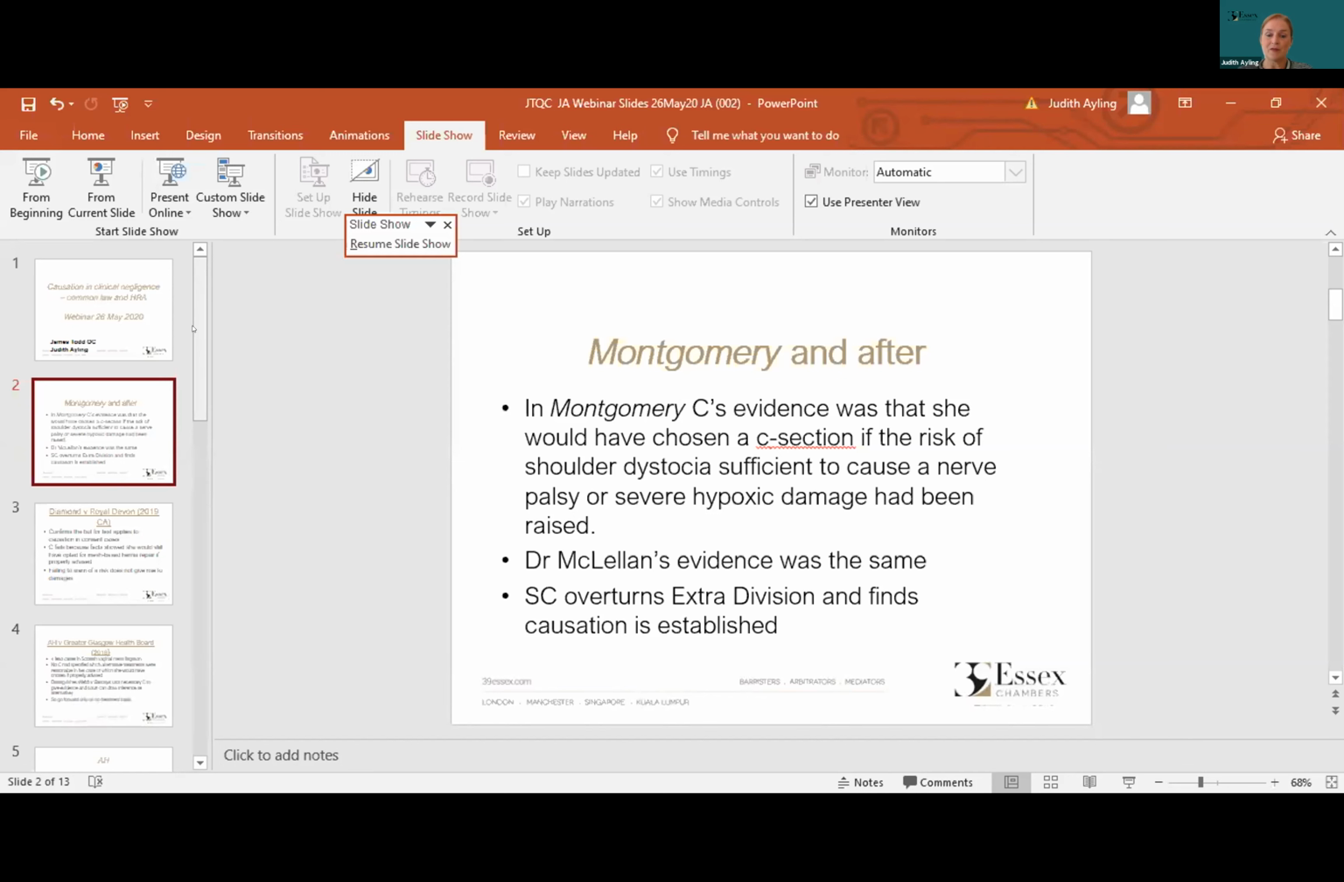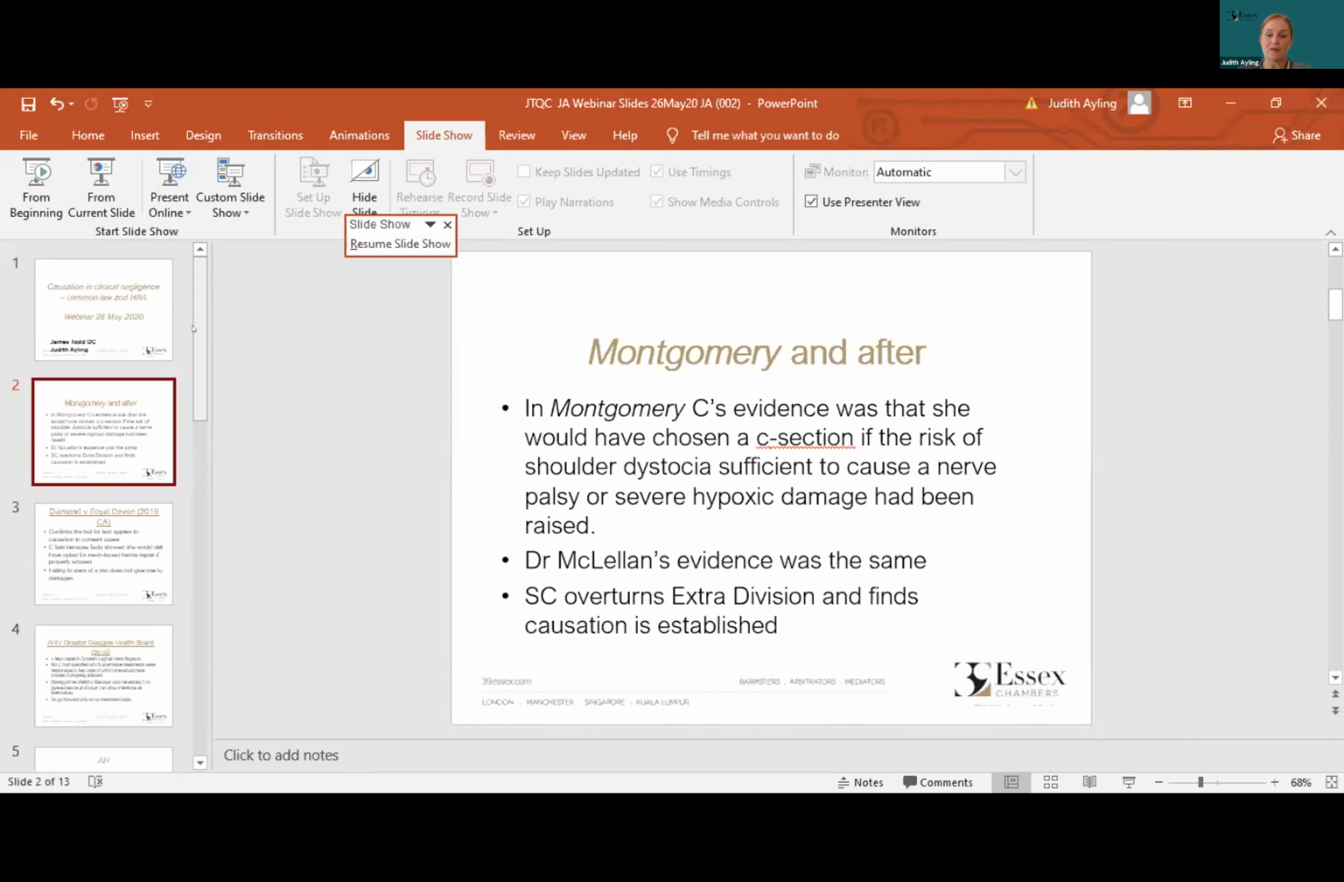It wasn't a small risk of shoulder dystocia. It was about 9 to 10%. And Dr. McClellan's evidence, which, as I say, had been overlooked at first instance, was that the claimant would have chosen to have a C-section. So on that basis, the Supreme Court overturned the causation finding, and the claimant, as we know, succeeded.